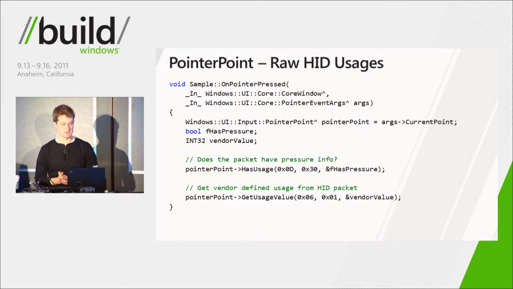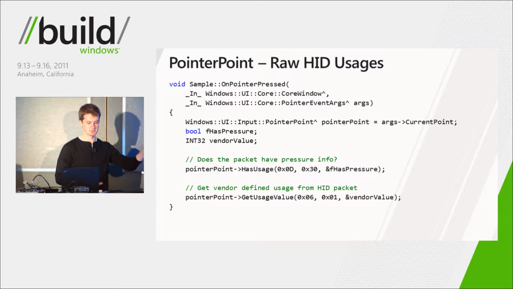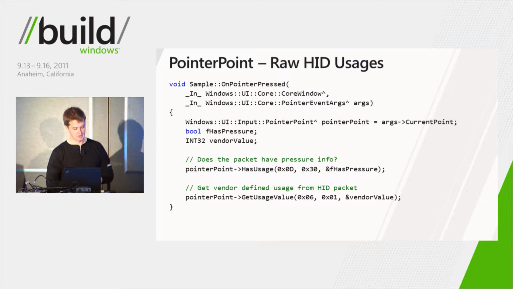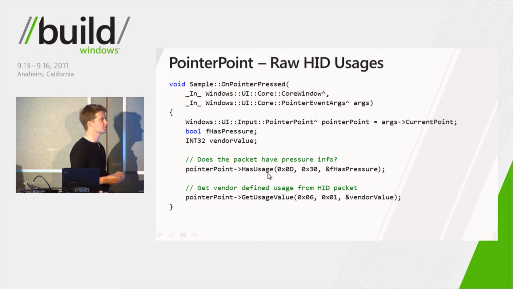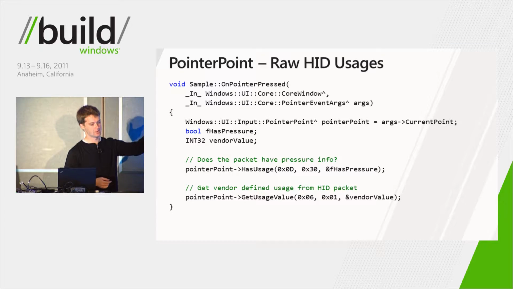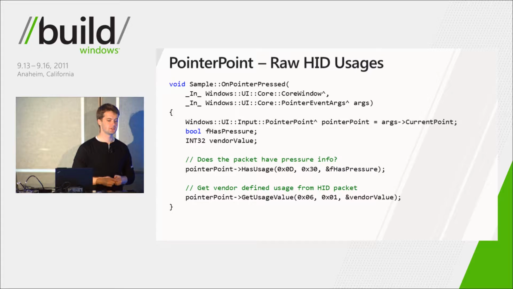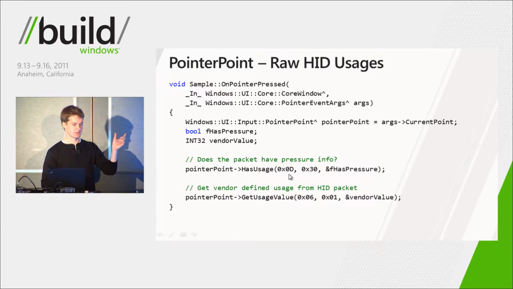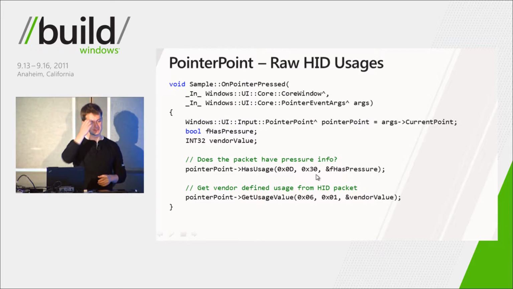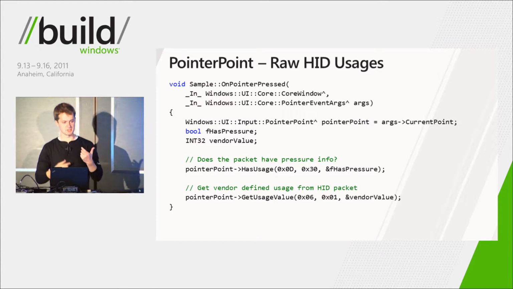So here's a quick example of this. This isn't actually backed up by a real sample, but this is some simple example code here. If we had a similar pointer pressed event, you can see in the pointer has usage, we can check for the pressure usage on that point. So has usage points at a usage page, so 0xD is the usage page for digitizers, and 0x30 is the usage for pressure, and so we can check whether or not pressure is in that point.